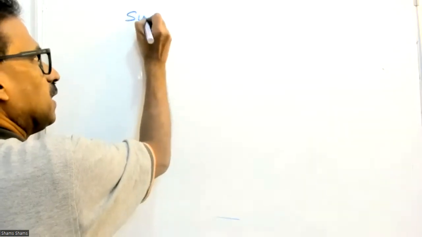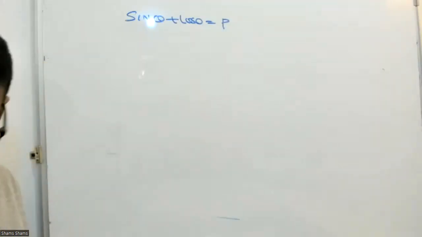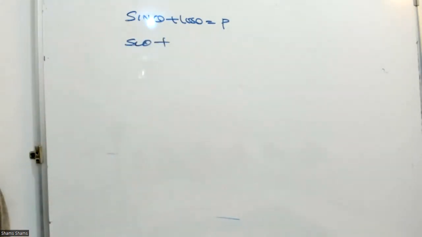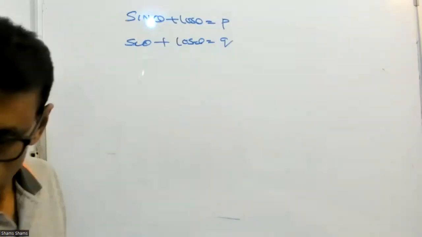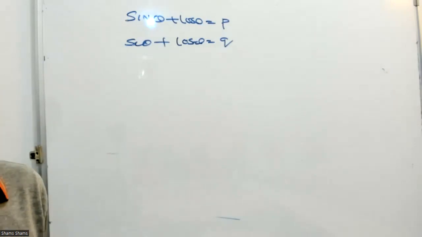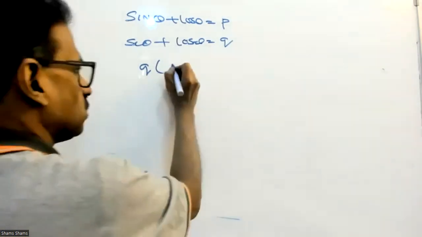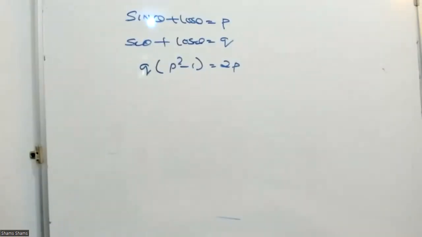Sine theta plus cos theta equal to p. Sec theta plus cosec theta equal to q. Show that q into p square minus 1 equal to 2p.